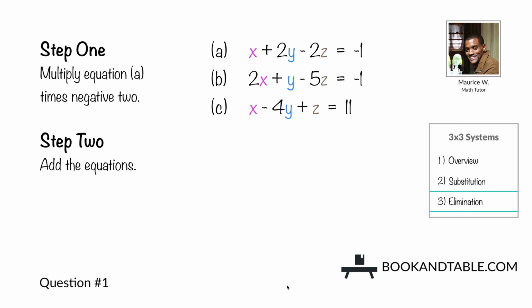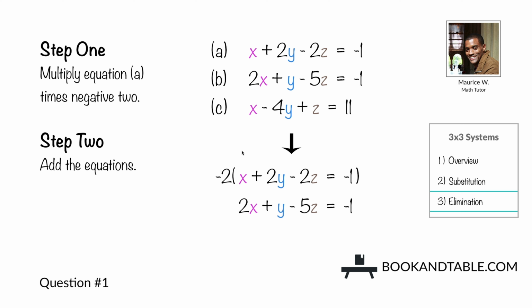Question number 1. So we'll begin by first working with equations A and B. To eliminate our variable x, we want this term to be -2x. So step 1, multiply equation A times -2. This will give us -2 times x, which is -2x. -2 times 2y will give us -4y. And -2 times -2z will give us +4z. And -2 times -1 will give us +2.